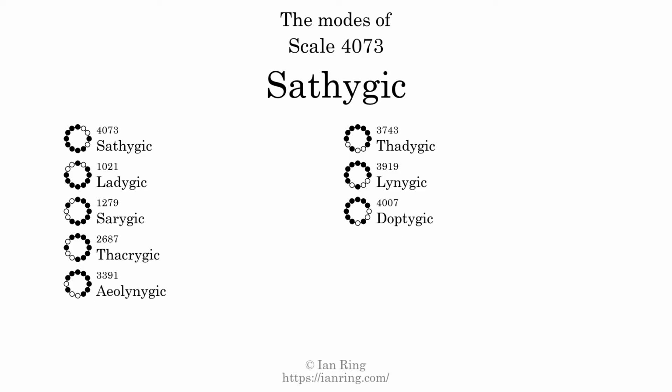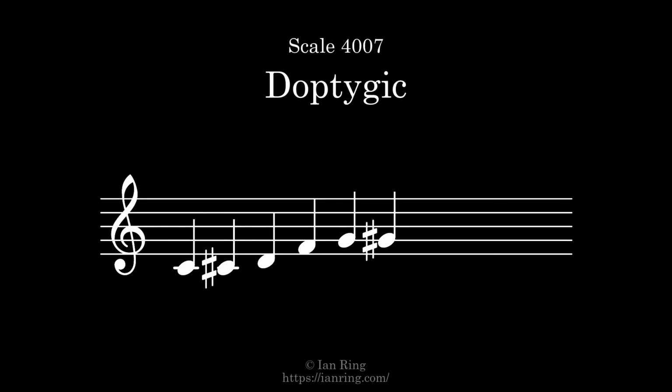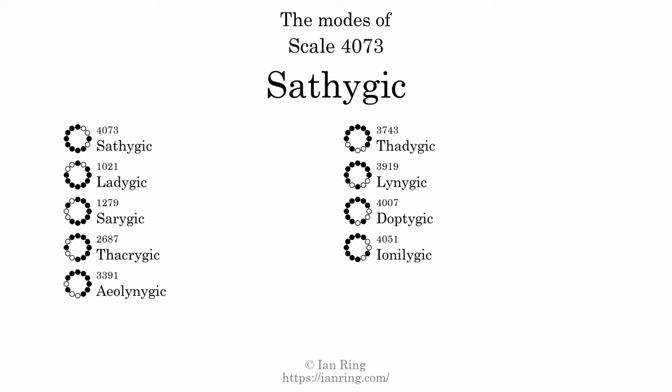The eighth mode is scale 4007, also known as Sathygic. It sounds like this. The ninth and last mode is scale 4051, also known as enneatonic. It sounds like this.